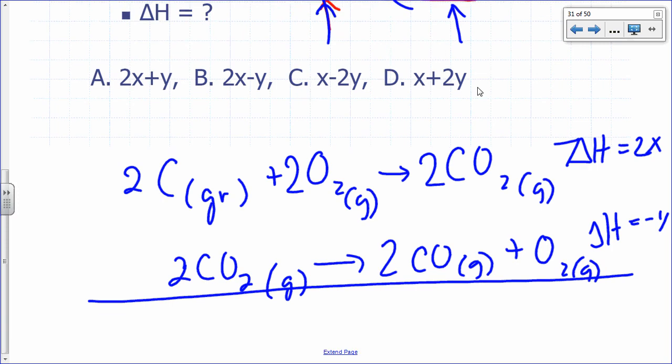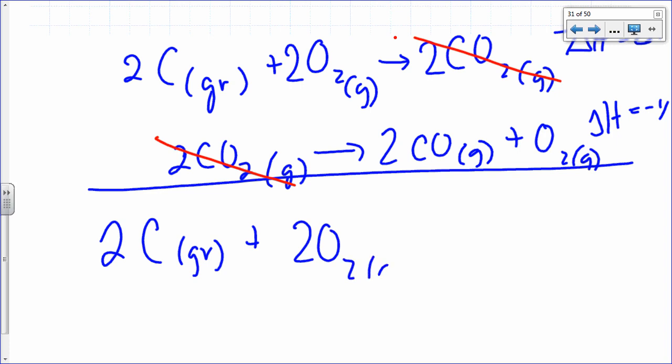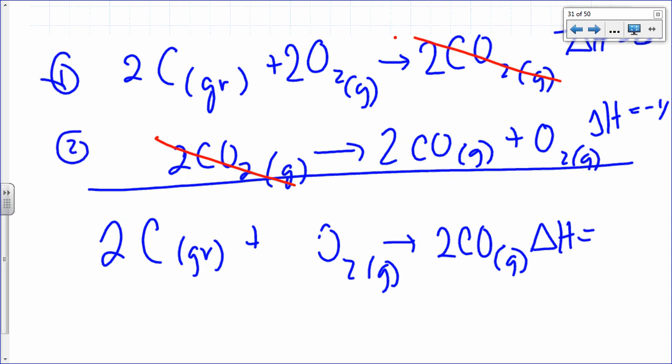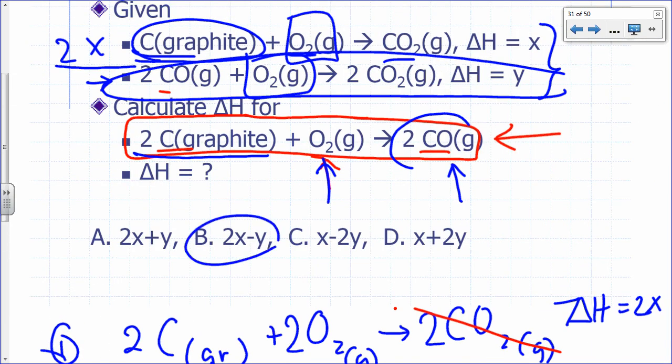So what happens if I add these 2 reactions? CO2 cancels out, and I have 2 graphite plus 2 O2 gas yields 2 CO gas plus O2 gas. I can cancel one of the O2s, and that leaves me with just one O2 on the left. There's no O2 on the other side. So what's my delta H for this one? I'm just adding reaction 1 and reaction 2 here. This is going to be 2X minus Y. So the answer here is B. That's Hess's law.